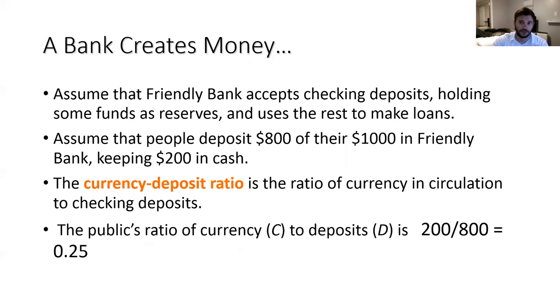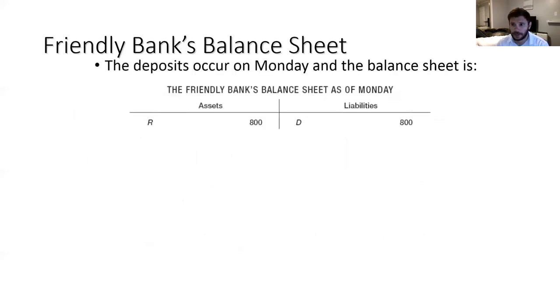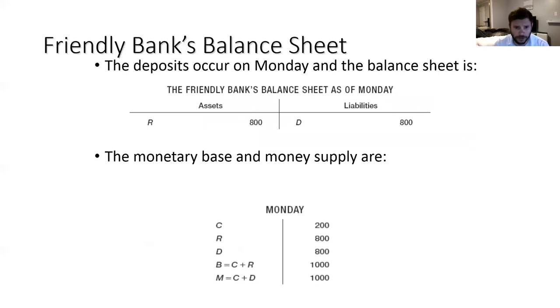Okay, now, if we were to take a look at Friendly Bank's balance sheet at the end of the day, here's essentially what happened. Consumers deposited $800. So now the bank owes them back that $800. That's in the liabilities column, but the bank also is holding on to $800 in reserves. At this point, we have $200 in currency, $800 in reserves, $800 in deposits, and note that the base and the money supply are both identical. They are both still equal to $1,000 here. And that's a consequence of reserves and deposits being the same at this stage in the day.